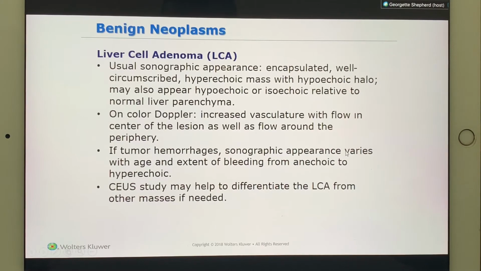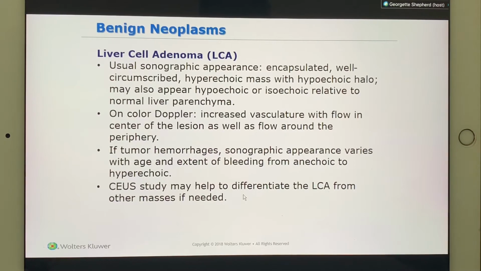They will appear to be encapsulated. There'll be a hyperechoic mass with a hypoechoic halo. They can be isoechoic, but we're going to look for the halo that is around them. If the tumor hemorrhages, of course, the appearance will be different according to the age of those red blood cells.